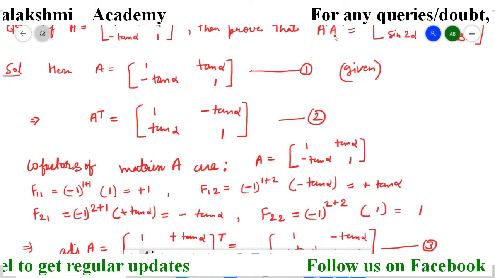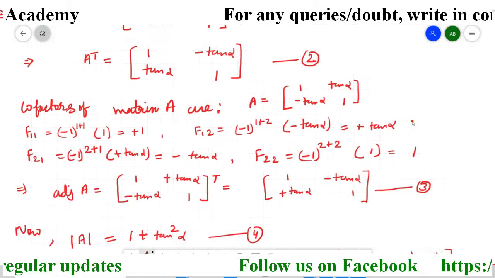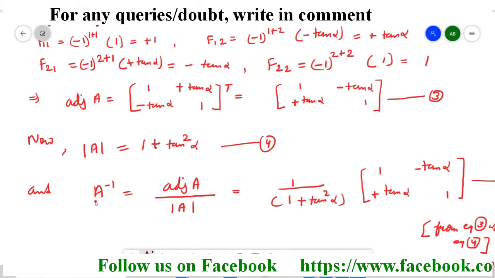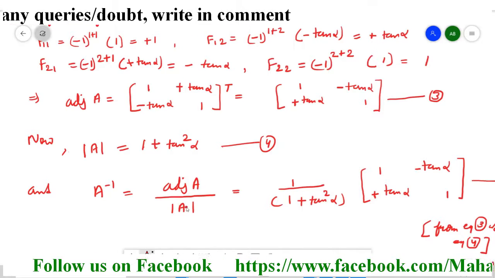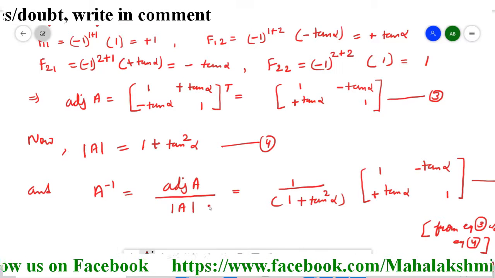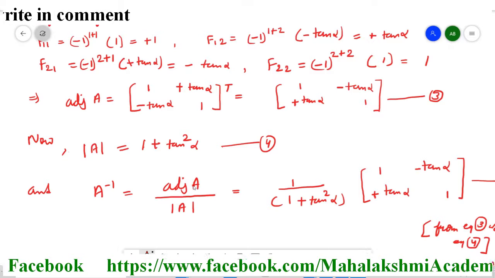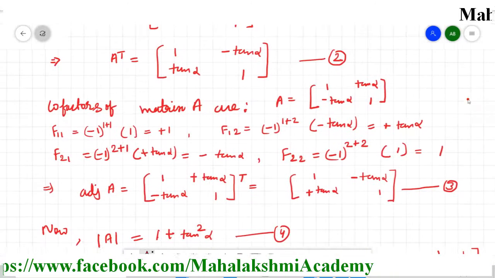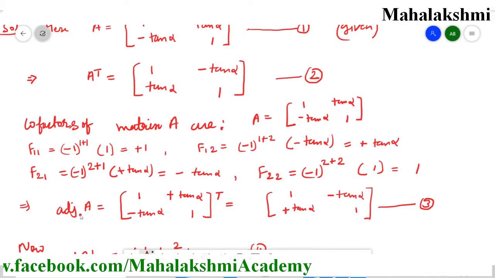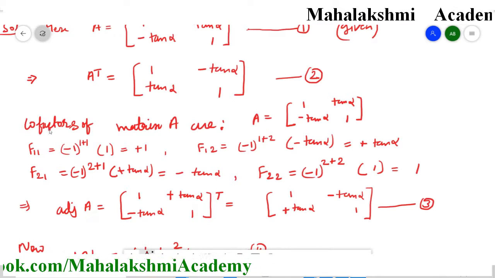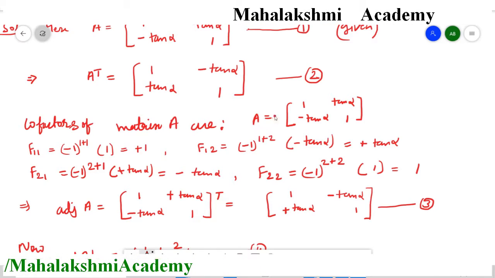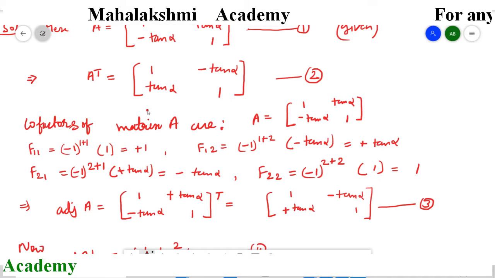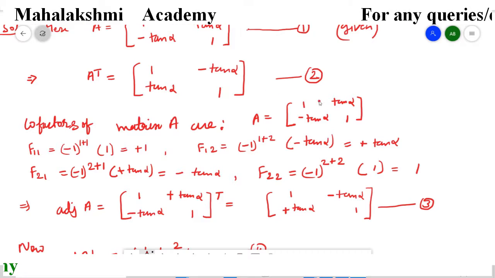Now we have to get the A inverse, and I will show you the formula of A inverse. The formula of A inverse is adjoint of A upon determinant of A. So we have to first calculate the adjoint of A. For it we need the cofactors of matrix A. So first I wrote the matrix A which is given in the question. For cofactors, we have to calculate for all the places.